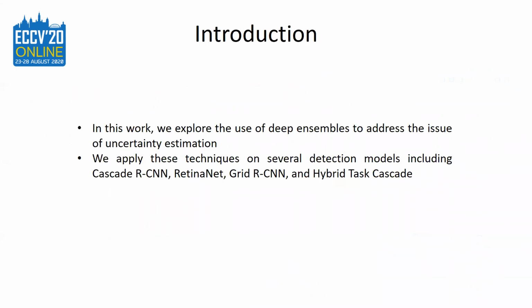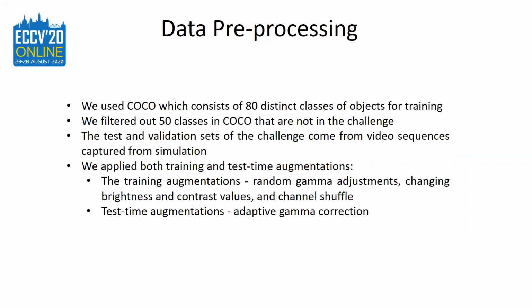In this work, we explore the use of deep ensembles to address the issue of uncertainty estimation in object detection. We applied this technique on several detection models, including Cascade RCNN, RetinaNet, Grid RCNN, and Hybrid Task Cascade as our base detectors. First, I will introduce our data preprocessing method.